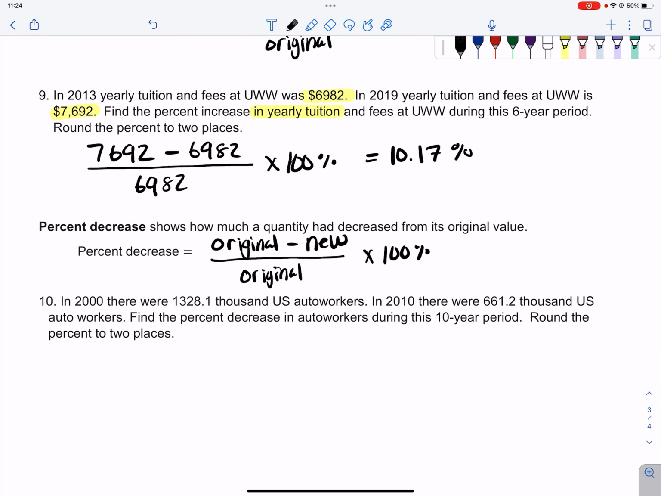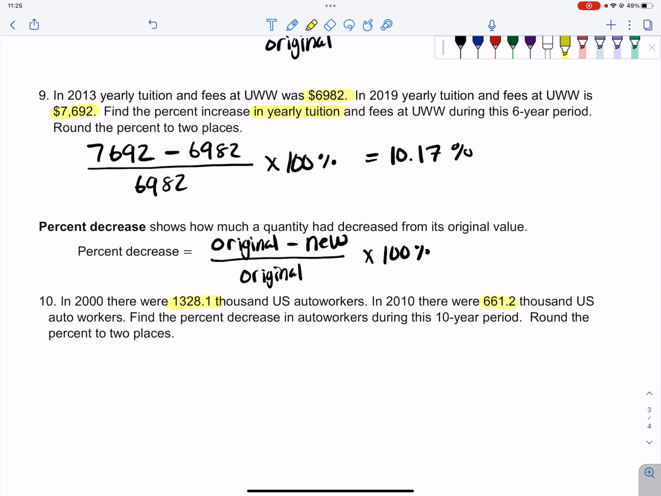So now in 2000, we have that there was 1,328.1 thousand U.S. auto workers. And then in 2010, there was 661.2 thousand U.S. auto workers. And we want to find our percent decrease during this 10-year period.